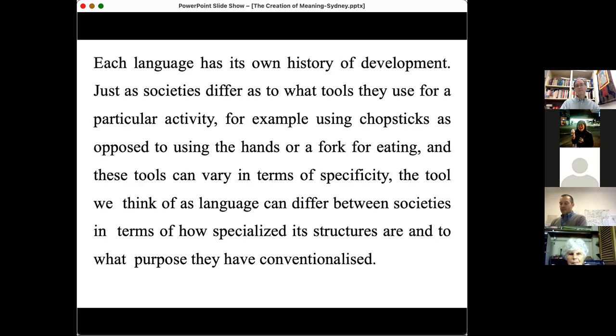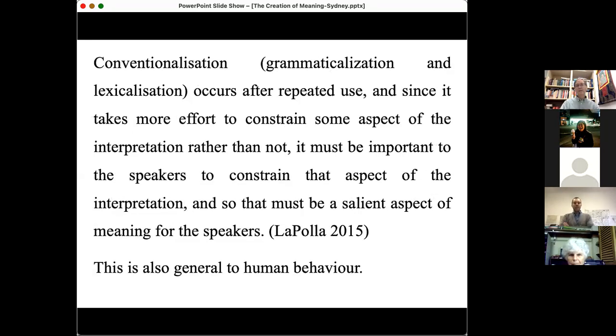And so each language has its own history of development, just as societies differ as to what tools they use for a particular activity, for example, using chopsticks as opposed to using your hands or a fork for eating. And these tools can vary in terms of specificity. The tool we think of as language can differ between societies in terms of how specialized the structures are and to what purpose they have conventionalized. Conventionalization, which includes any usage really, but it subsumes grammaticalization and lexicalization, occurs after repeated use.